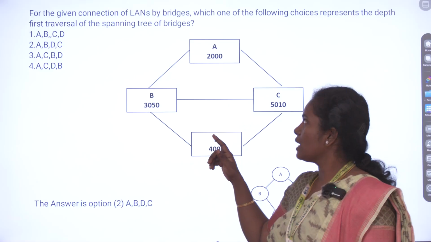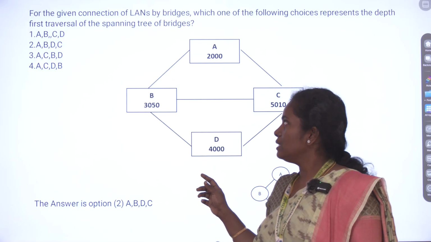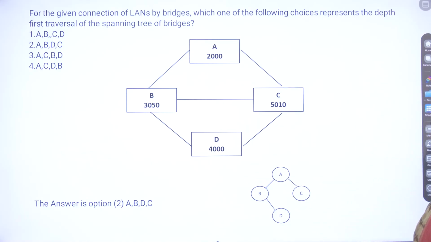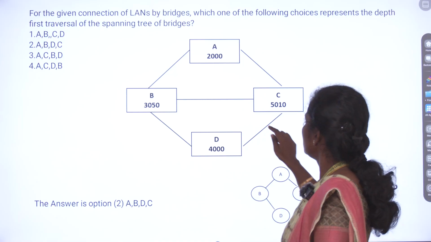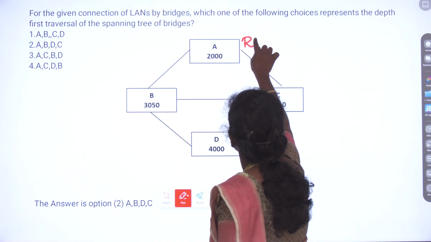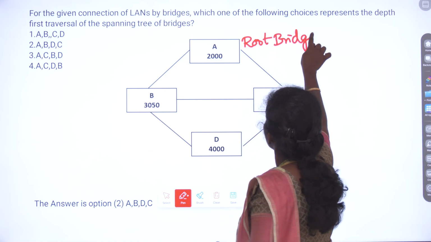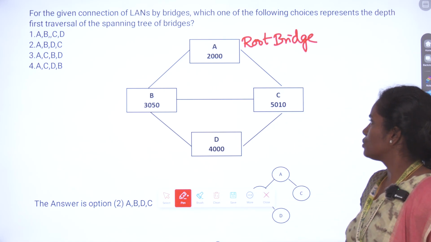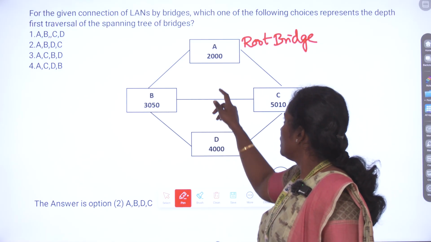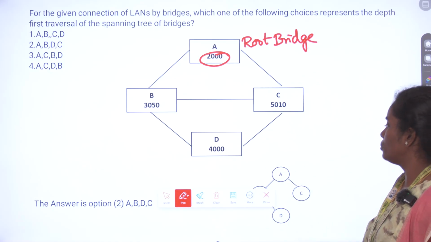Here the options are given as A, B, C, D; A, B, D, C; A, C, B, D; A, C, D, B. First I am taking the root bridge, because A contains the smallest value compared to bridge B, bridge C and bridge D. A has the lowest index, so I am choosing it as the root bridge.